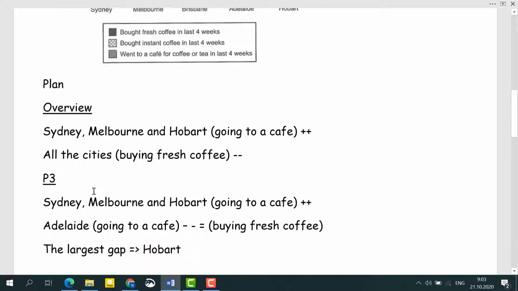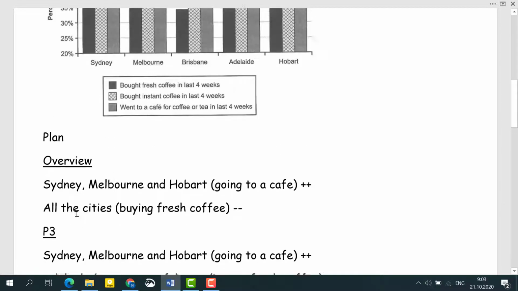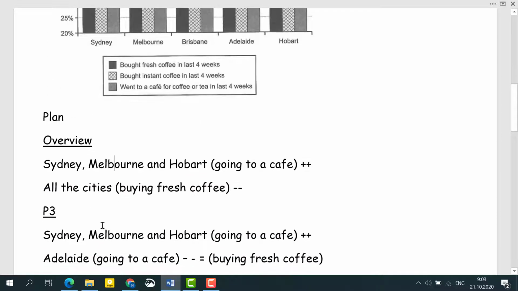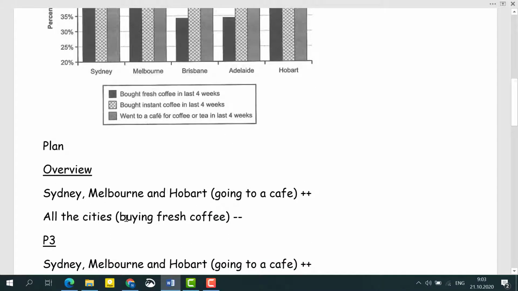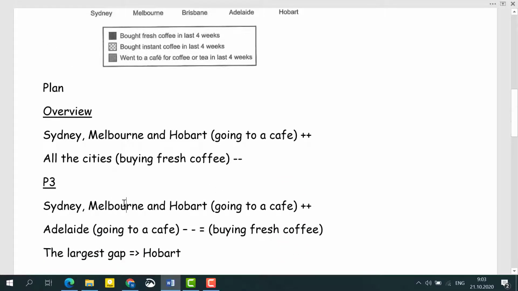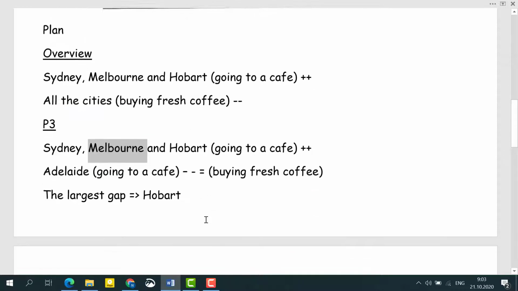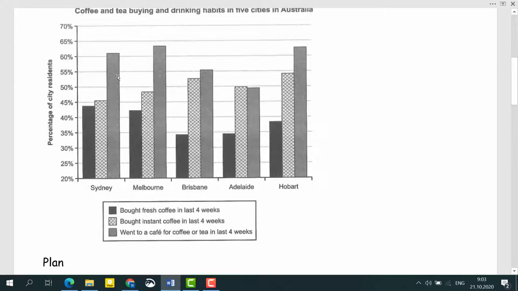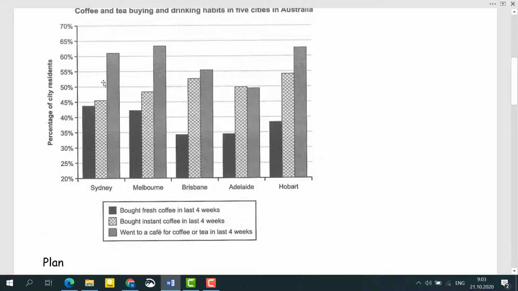Okay, now let's move on. In the next paragraph, which is paragraph 3, for example, again, I can focus on these 3 cities, Sydney, Melbourne, and Hobart. So Sydney, okay, and then Melbourne, okay, and then Hobart, and then I can again talk about this section, which is going to a cafe, which is the last section, and I can talk about the percentages, and I'll say that again, all of these 3 cities have the highest percentage, and then I can be more specific.